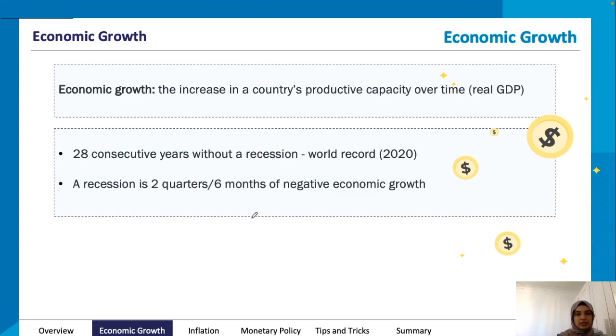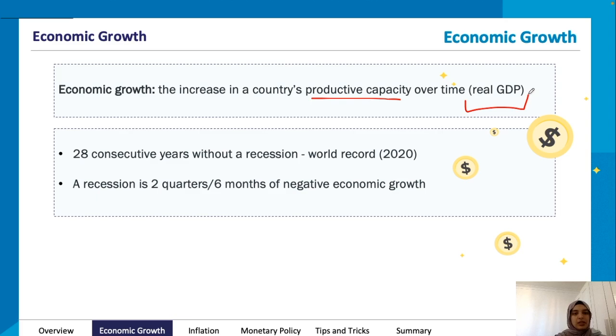Okay, let's start off simple, nice and easy. What is economic growth? It simply refers to the increase in the country's productive capacity over time, which is measured through real GDP. Okay, so productive capacity over time has increased, and that is going to be referred to as economic growth.